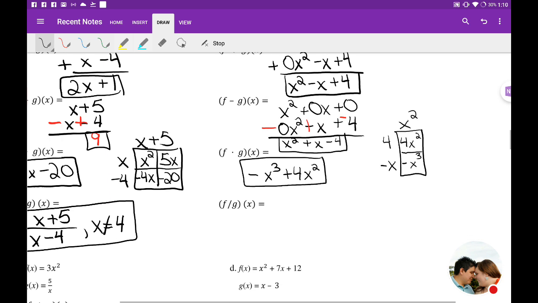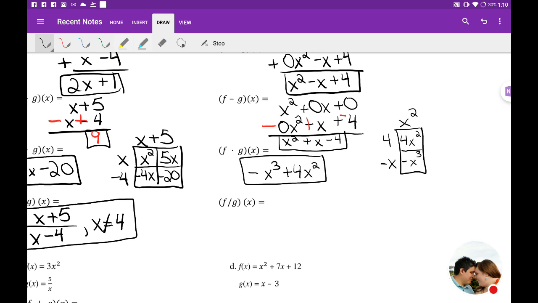For division, our f function is x squared over my g function, 4 minus x, or you could write it again as negative x plus 4. And in this case, it's division, which means I have a denominator left over. So what can't x be? Meaning, what, if I put it in for x, will make the whole denominator equal to 0? And that number is, again, positive 4.